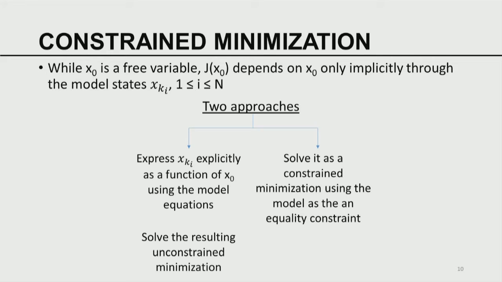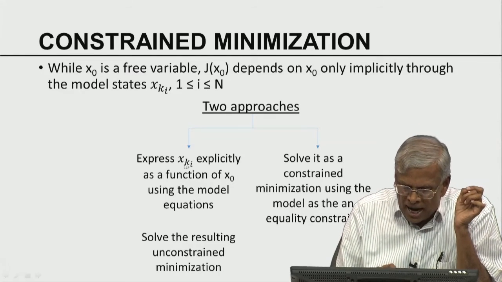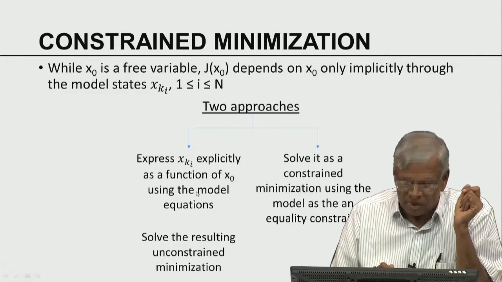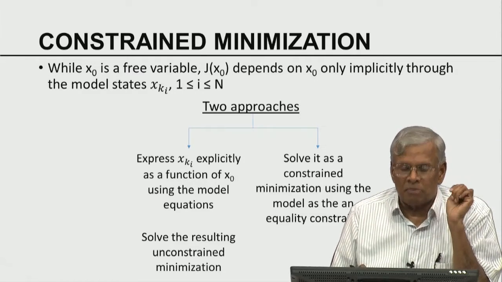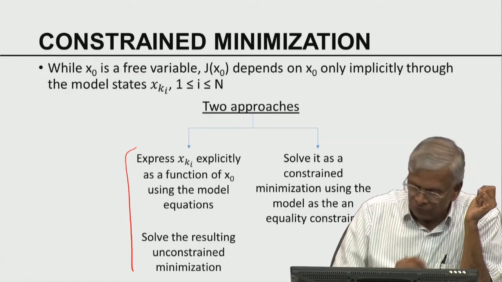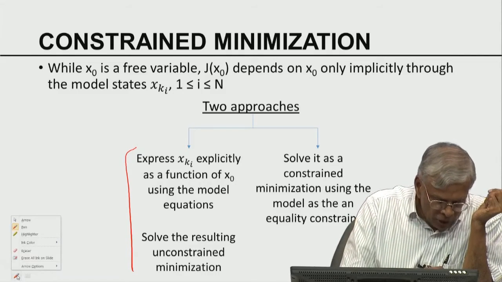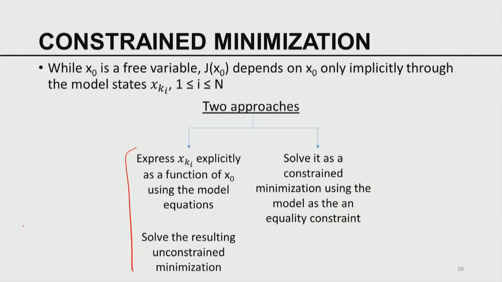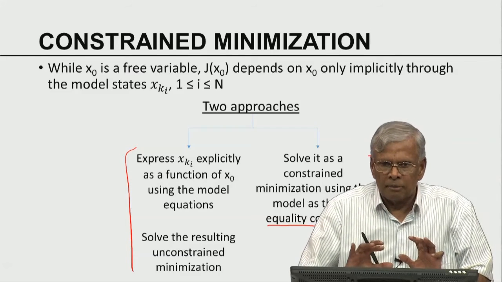So there are two approaches to handle this implicit minimization problem. One is to express xk explicitly as a function of x naught using the model equation and solve the resulting unconstrained minimization problem. That's approach one. Or else, you would like to solve this as a constrained problem where we force xk to be related to x naught through the model equations. So the model equations would constitute the so-called equality constraint. These are the two equivalent ways of looking at this minimization problem. These are two approaches one can utilize.